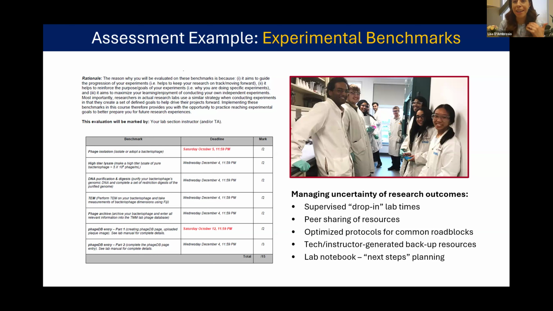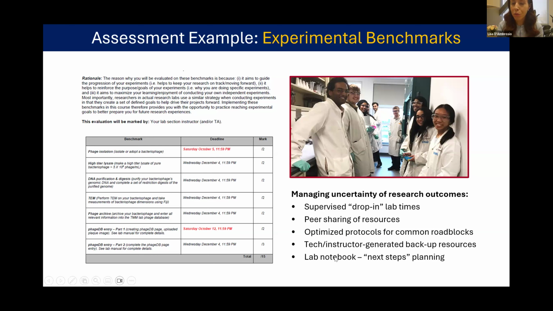Now, with the flexibility, on the other side of that comes the question of how we manage uncertainty of research outcomes. So we have a variety of strategies we've been working towards to try to manage those uncertainties. For example, we have a variety of supervised drop-in lab sessions. We have several weekends over the course of the semester where students are welcome to drop in if they'd like to work on their project. Students are welcome to drop in during certain supervised times during reading week or at the end of the semester, if that works best for their schedules.